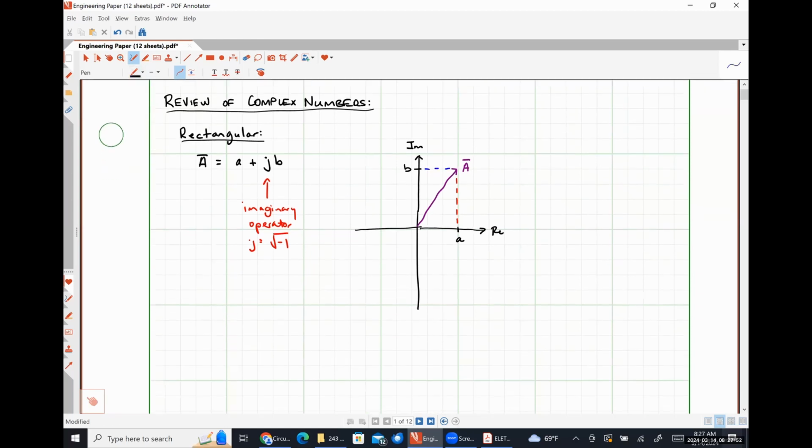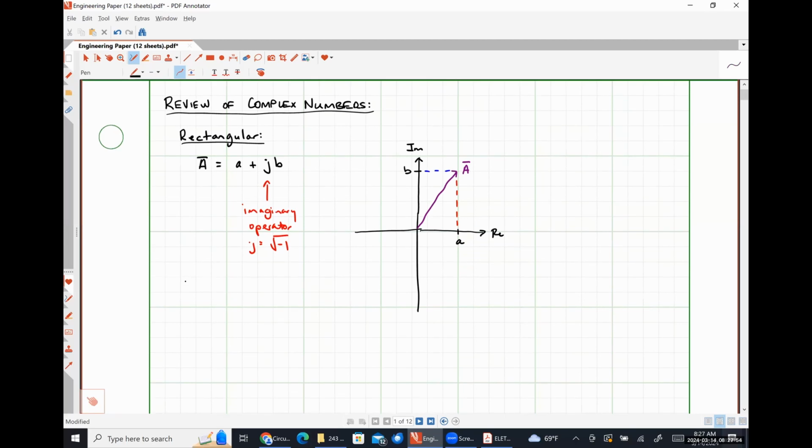So I'm going to go ahead and make a note of that over here on the left, right? The real part of complex number A is lowercase a, and the imaginary part of complex number A is lowercase b. The j tells us which part is the imaginary part, but it is not itself part of the imaginary number. Okay.